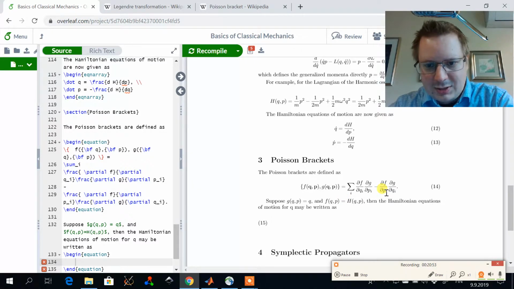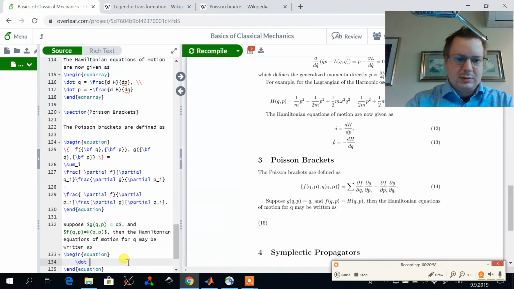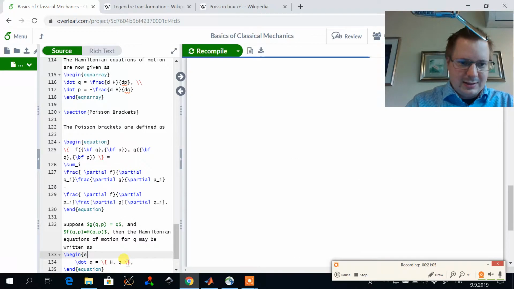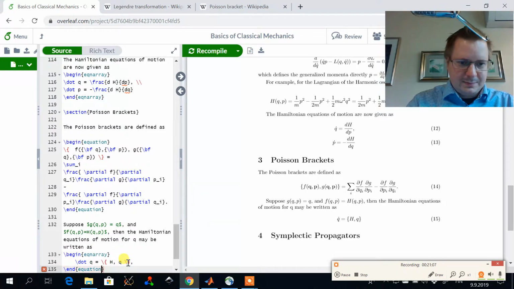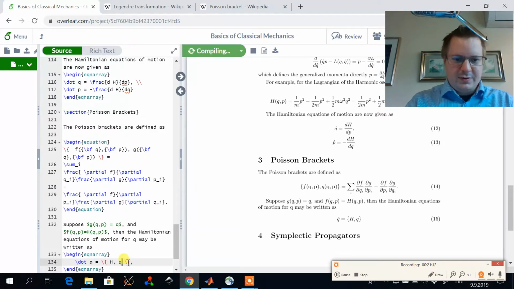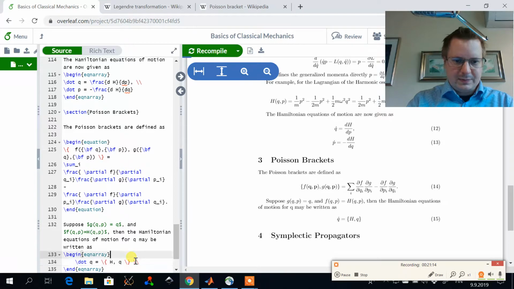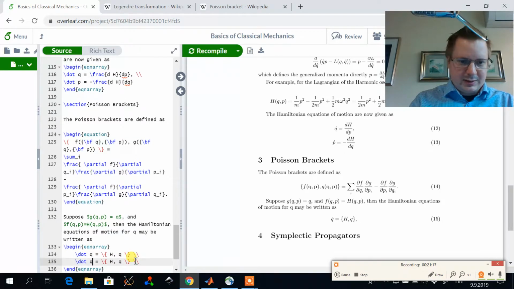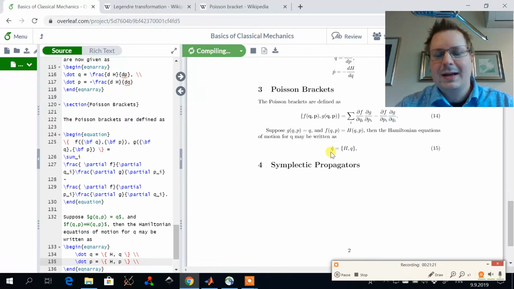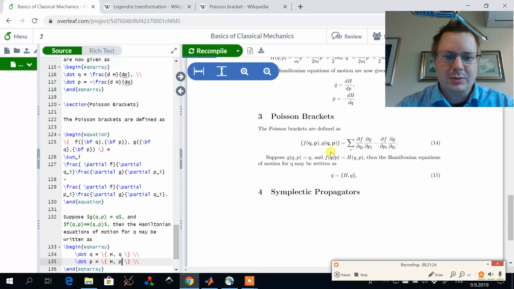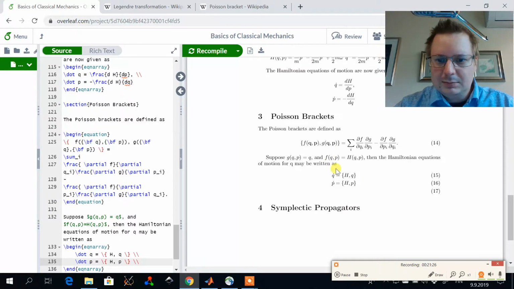So we have actually that q dot equals the Poisson bracket of q with the Hamiltonian. And we can actually have the same for p. So both of these will equal the Poisson bracket as such. And this is for time-independent Hamiltonians.